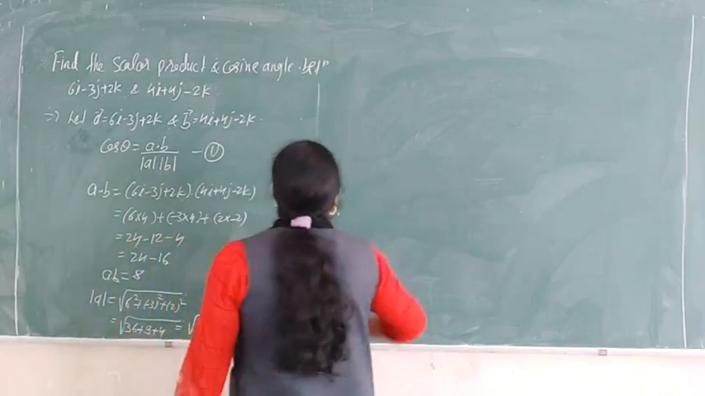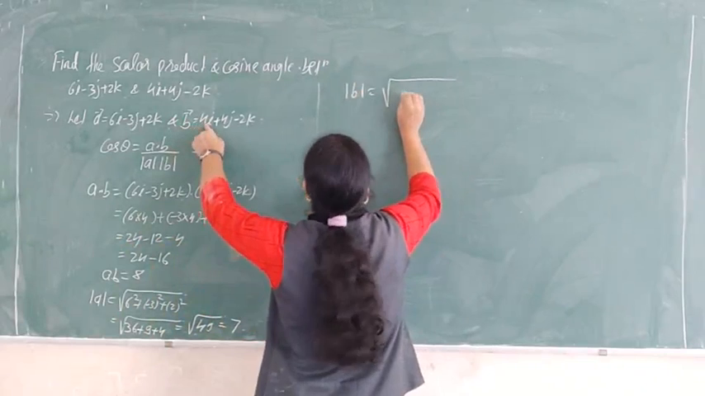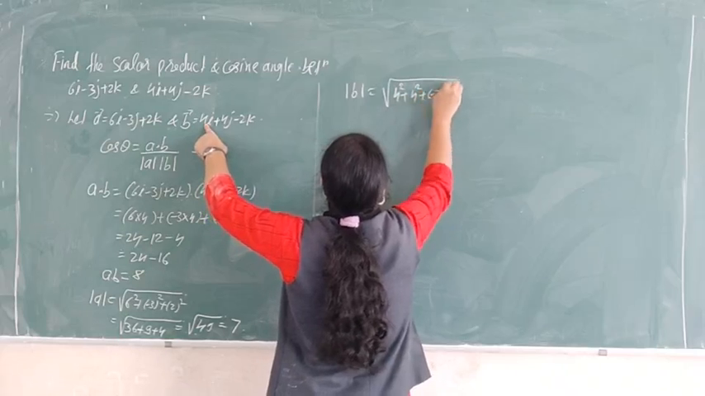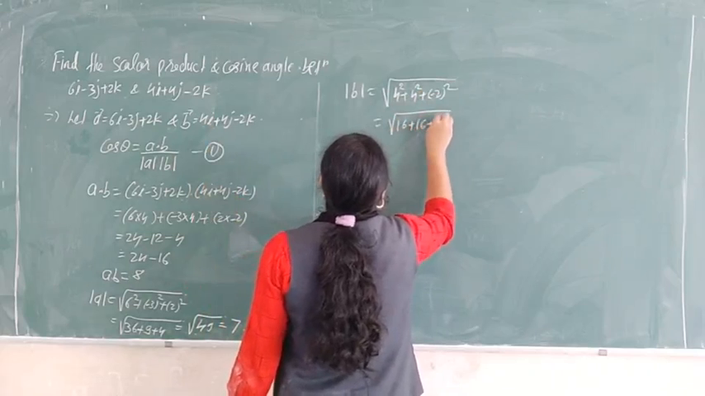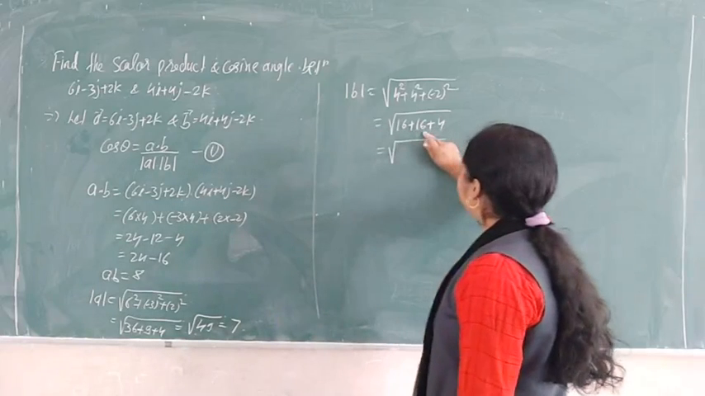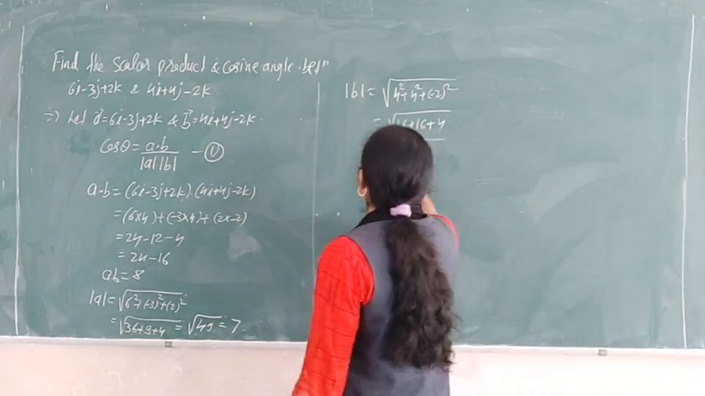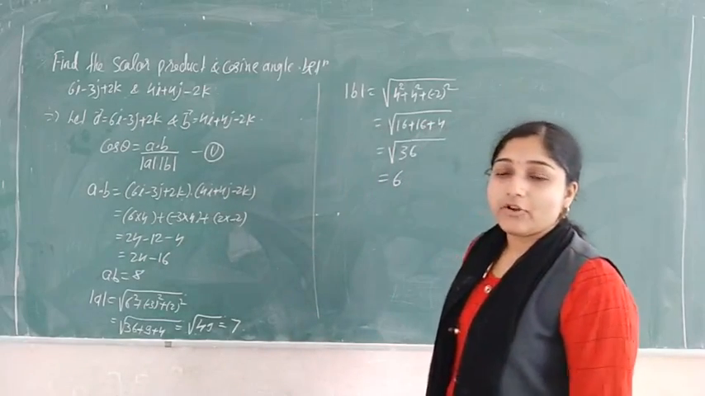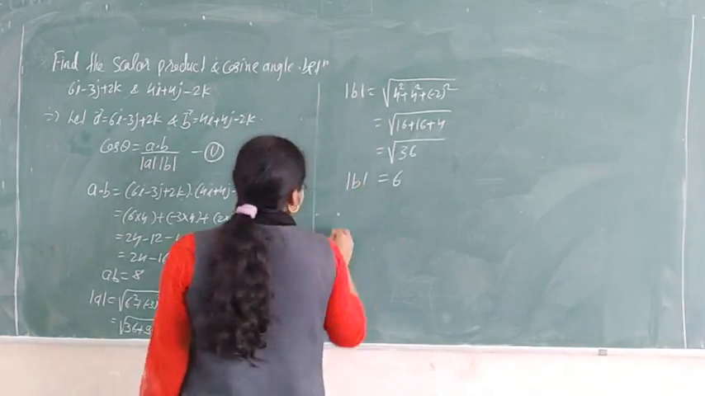Next find modulus of B. So root of, consider the vector B, 4 square plus 4 square plus minus 2 square. 4 square is 16, plus 16, minus 2 square is plus 4. 16 plus 16 you will get 32, 32 plus 4 you will get 36. And root 36 is also a perfect square, and the value of that is 6. So the value of modulus of B is equal to 6.